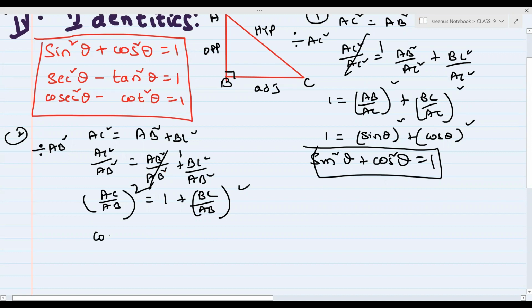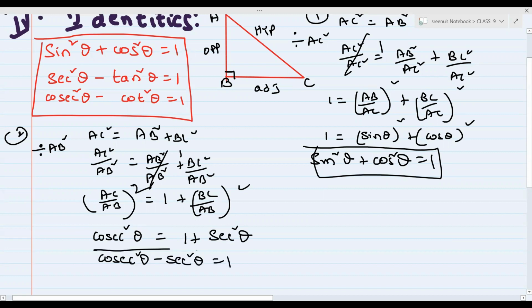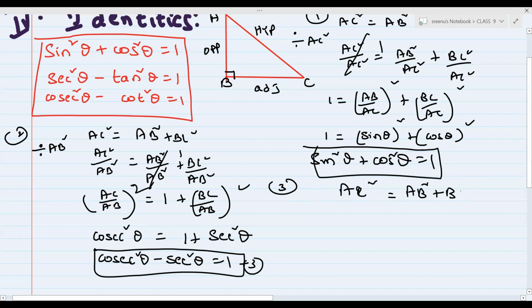Very good. Cosecant square theta is equal to 1 plus adjacent by opposite, cot square theta. So if you bring this side, you will get cosecant square theta minus cot square theta is equal to 1. We get the third identity here. The last one, if you divide with BC square, you will get automatically. Let's divide with BC square.